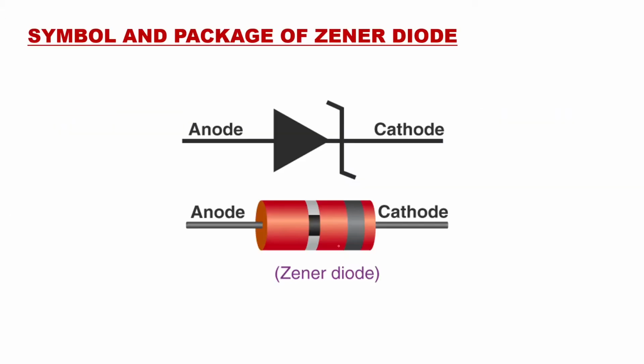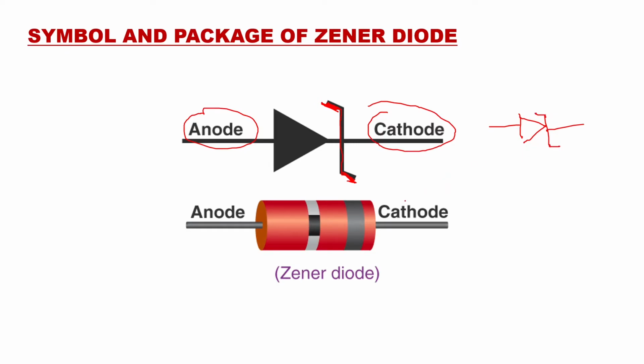Then if you go to see the symbol and package of Zener diode, here you can see the symbol is the same as your semiconductor diode, that is a PN junction diode, but only this part is extra. It is a Z type of thing here. Then you have an arrow which marks the conventional current. The terminal near the arrow is called anode. The terminal near this bar, which is Z type, is called cathode. So the only difference is you draw a simple diode symbol, only this bar becomes Z type.